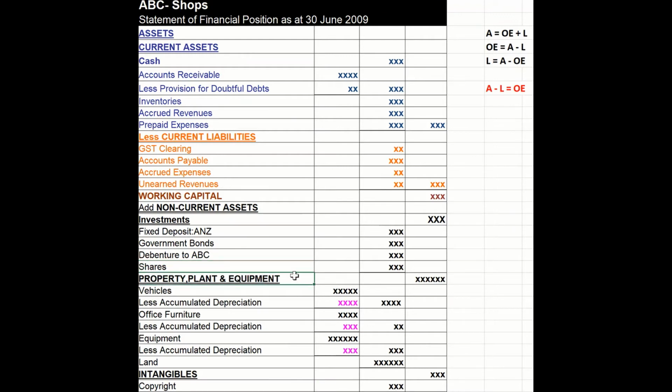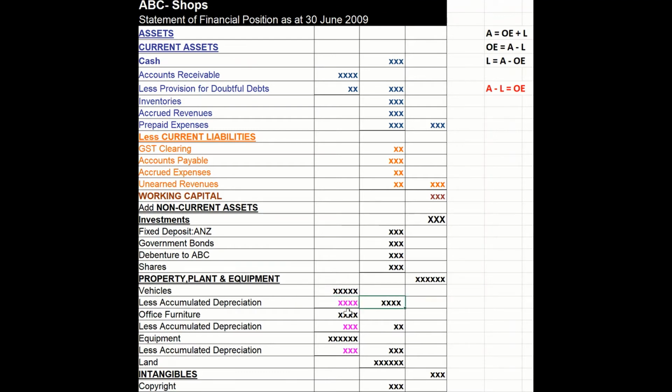Then we get to our fixed assets, the property, plant, and equipment. And what do we do here? We have vehicles at cost price, the value, less the cumulative depreciation. In other words, depreciation written off over the time period that we had these vehicles. And you will go there, the cost price of vehicles less accumulated depreciation, put the answer in the second column.